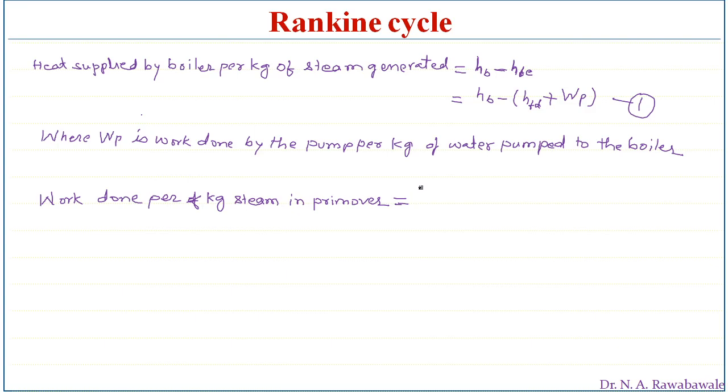HB minus HC, the enthalpy at point B minus the enthalpy at point C, is nothing but this difference amount of enthalpy converted into work energy. Now the work done by the pump per kg of water supplied to the boiler can be obtained. So this we call equation number 2.